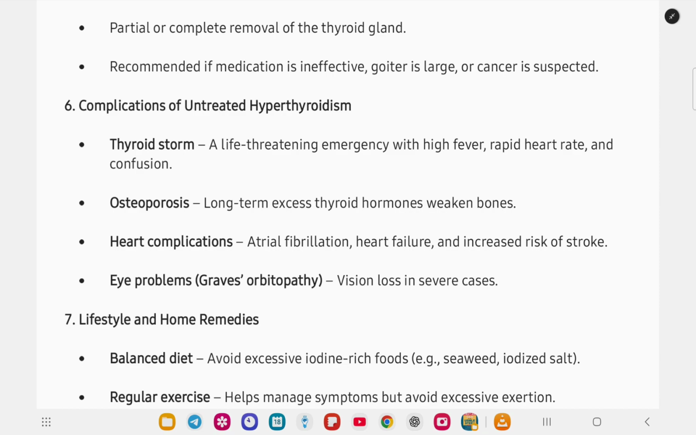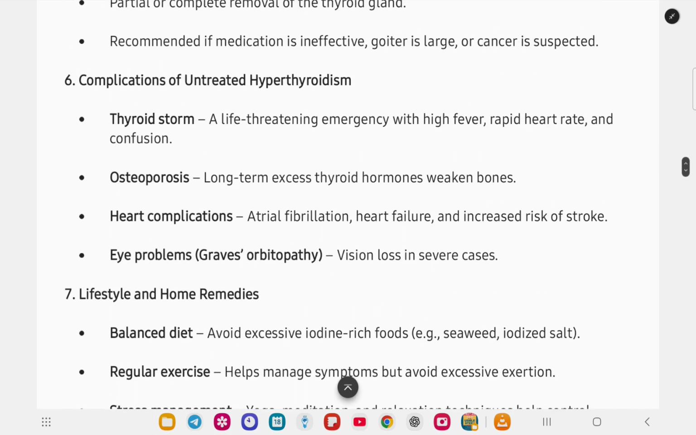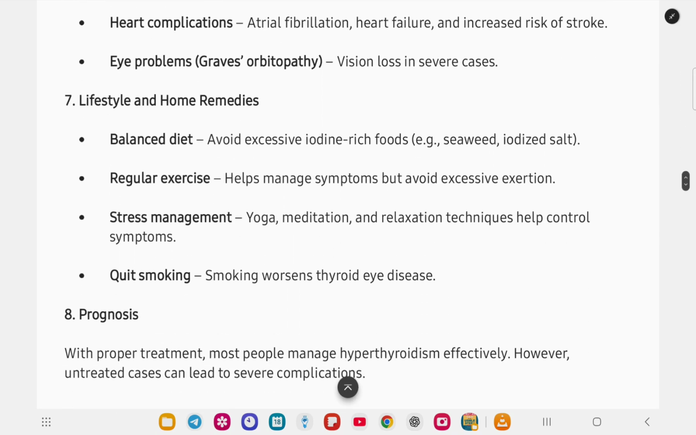Why? Because there is increased BMR in the body due to increased T3 and T4. Increased BMR will increase the heart rate and everything related to the heart, increasing the stroke volume and the cardiac output, which may lead in the long term to atrial fibrillation, heart failure, and increased risk of stroke. Then there are eye problems such as Graves' ophthalmopathy we just saw above, and vision loss in severe cases. So there are complications.